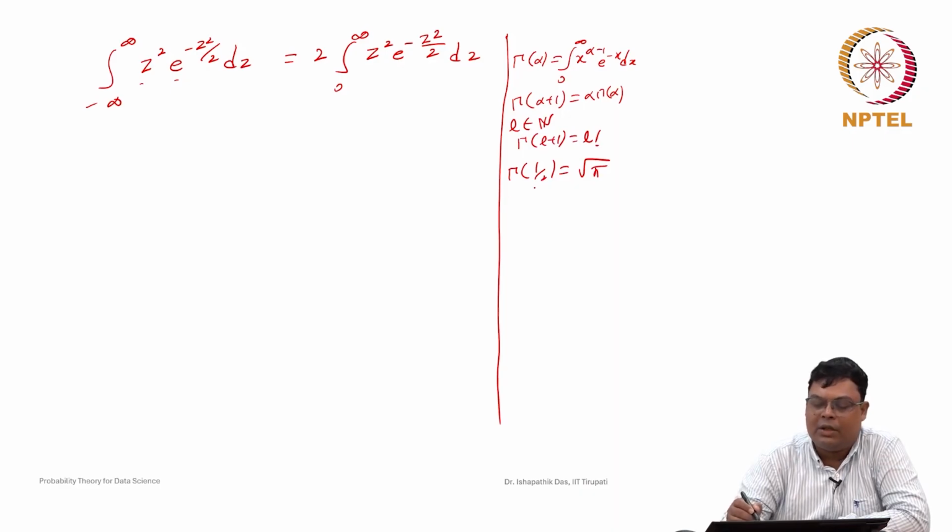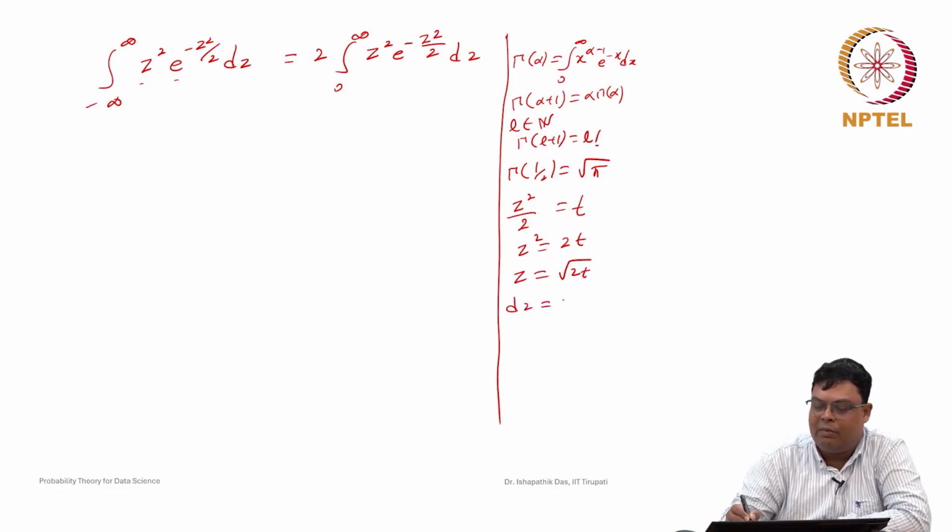So now we will use this here. To get it in gamma function form, we take the transformation z square by 2 equal to t. Because the limits are 0 to infinity, z square will be 2t, so z will be root over 2t. So dz will be root 2 by 2 root t dt, so this is 1 by root 2 t, and this is dt.